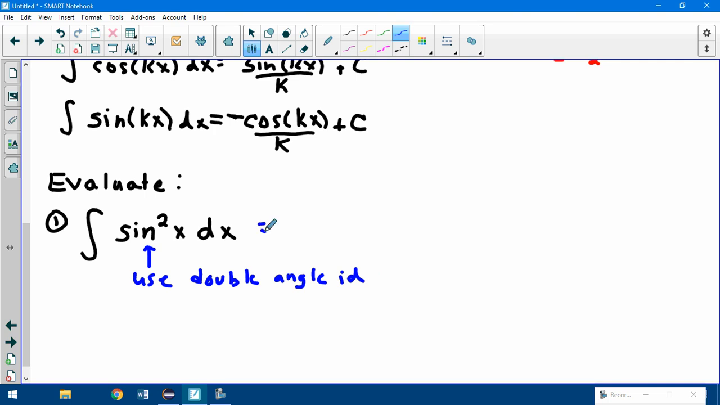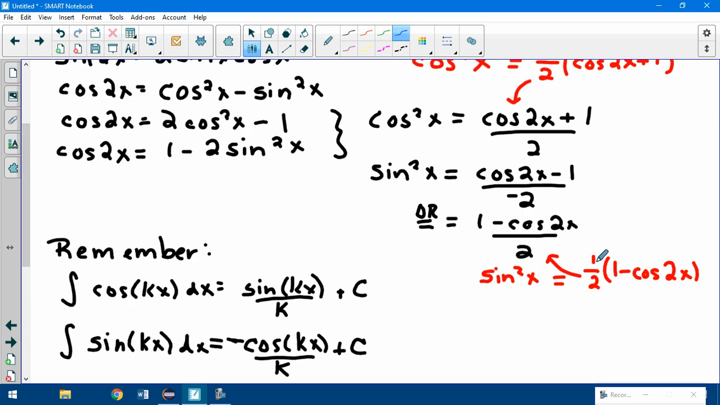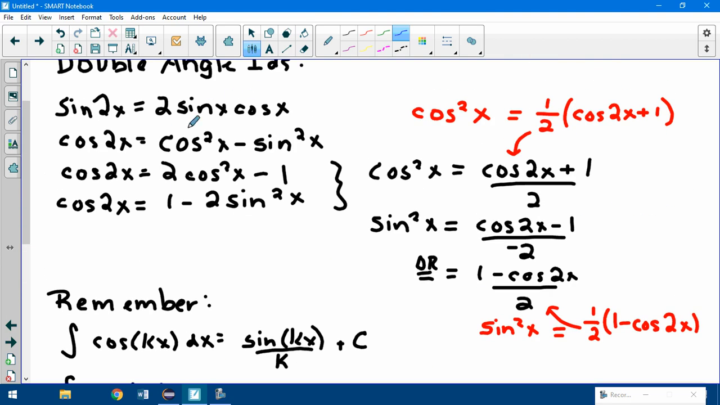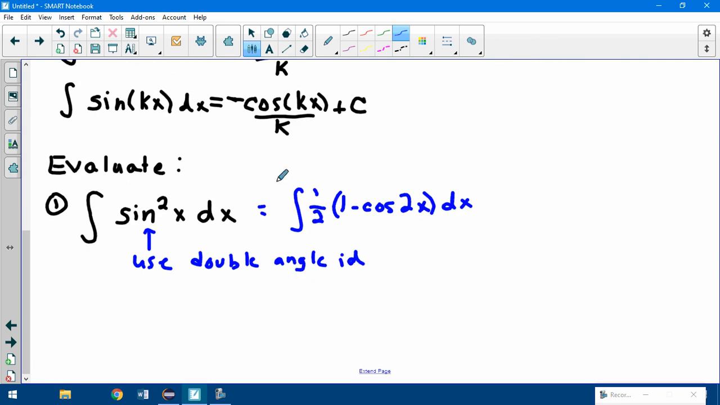Okay, so this is the same as the integral of what we just did right here. Sine squared of x is 1/2 times 1 minus cosine of 2x dx. Now when I say use the double angle identity, we're really not going to be using these ones over here. It's these ones in red that I got to that we're going to be using. So the 1/2 is just a constant. We can pull that out front. That's why I wrote it that way. So 1/2 times the integral of 1 minus cosine of 2x dx.